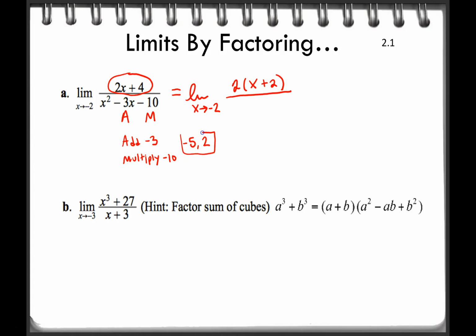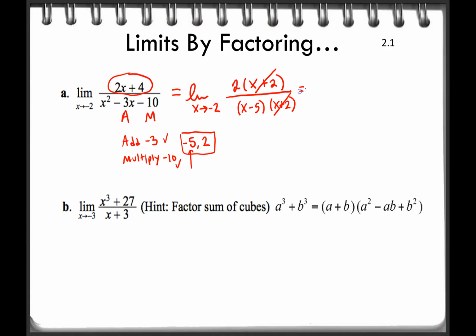Okay, let's check that. Those multiply? Yep. Those add? Yep. So we're going to have an x, and then you're just going to copy this down. I'm going to have a -5, and then I'm going to have an x plus 2. Now, does anyone see something cool here? If you said yes, something cancels, you're absolutely correct. So you're going to cancel out the x plus 2 with the x plus 2.